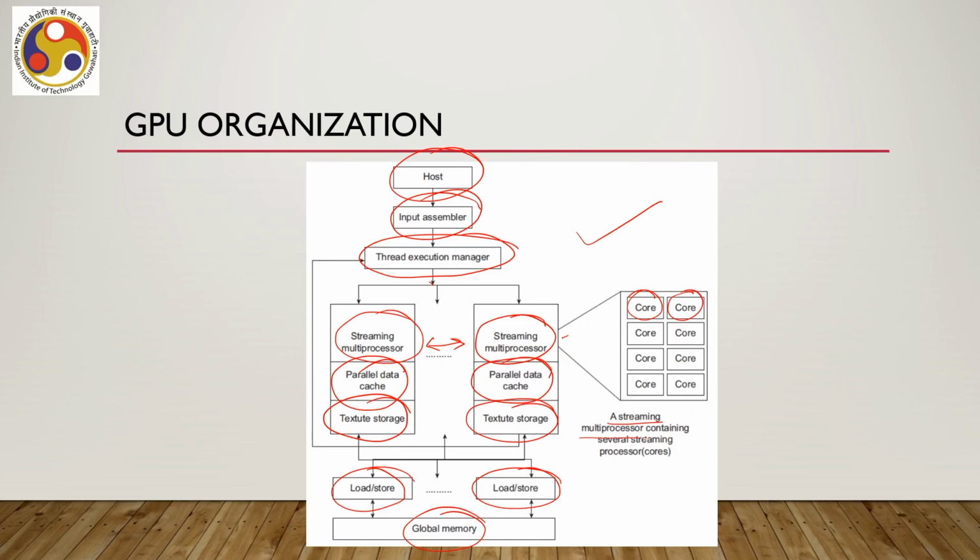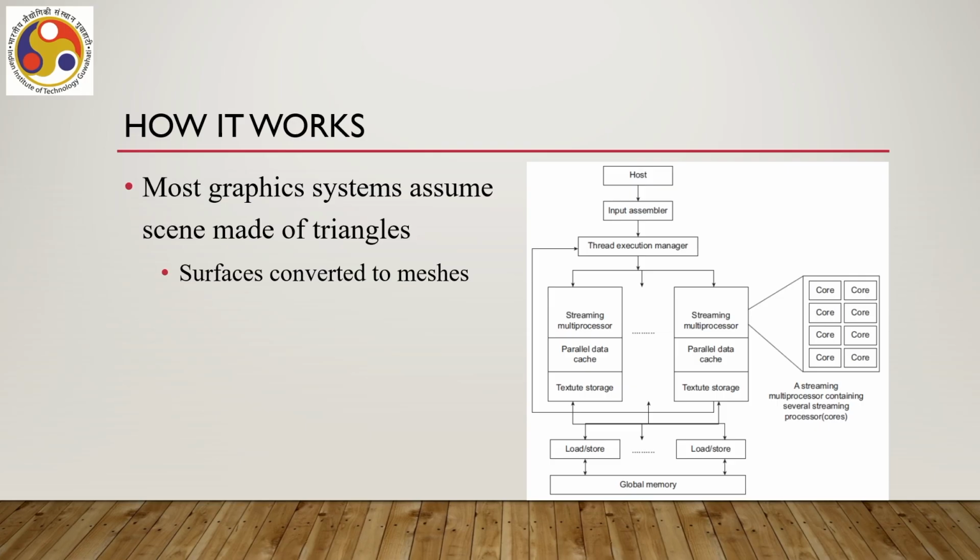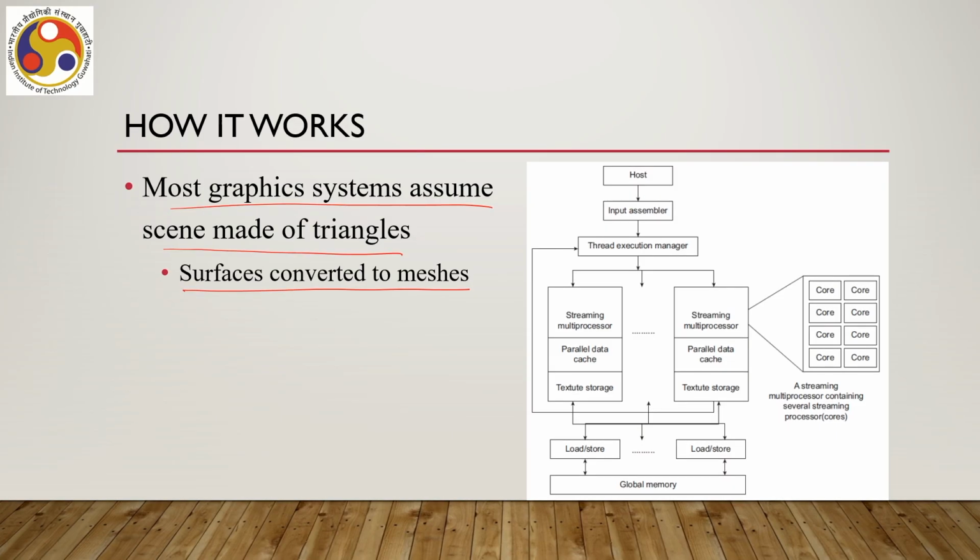So, a streaming multiprocessor contains several streaming processors or cores. So, how does it work? Now, most graphics systems assume the scene is made of triangles. The scene that we are trying to render is made of triangles. That means surfaces are converted to meshes, triangular meshes. Remember our discussion on object representation, where we said that eventually everything gets converted to meshes irrespective of how a developer defines an object. So, the graphics processing unit assumes that the mesh is available as input.